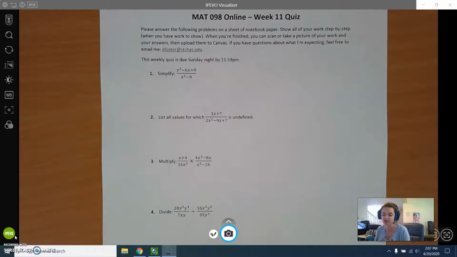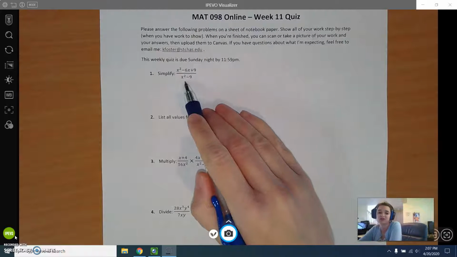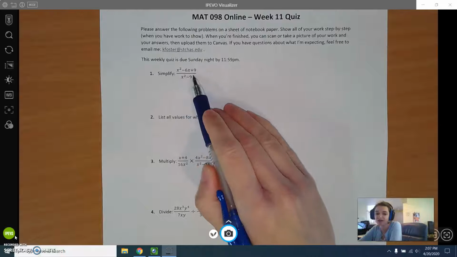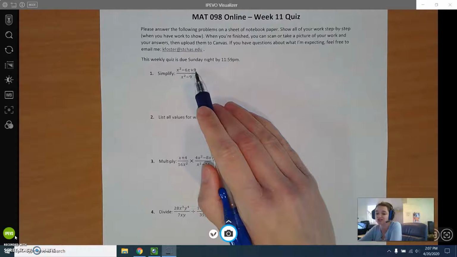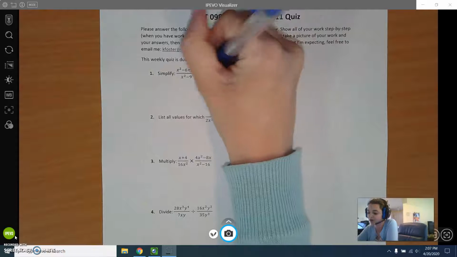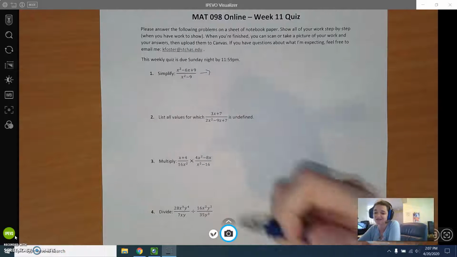So the first one I asked you to do was to simplify x squared minus 6x plus 9 over x squared minus 9. The first thing for simplifying is always to factor first, because as much as you're going to want those x squareds to cancel, they don't. I promise you that line in the middle is division, and division does not undo subtraction or addition. We've got to get it to be multiplication first. So factoring it out will make it multiplication so we can actually divide things out.